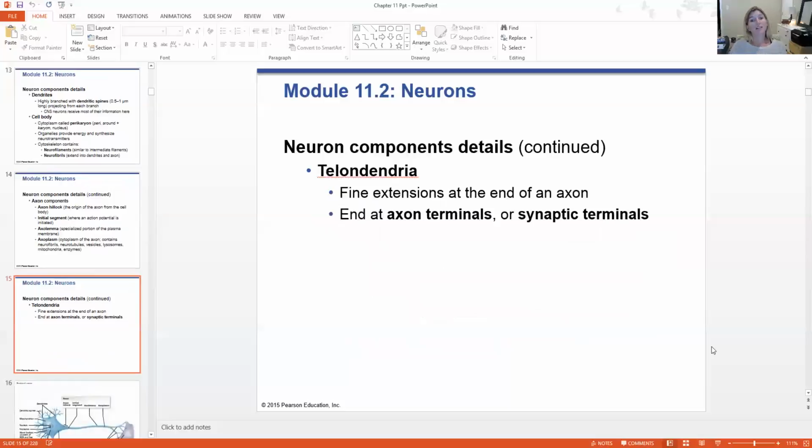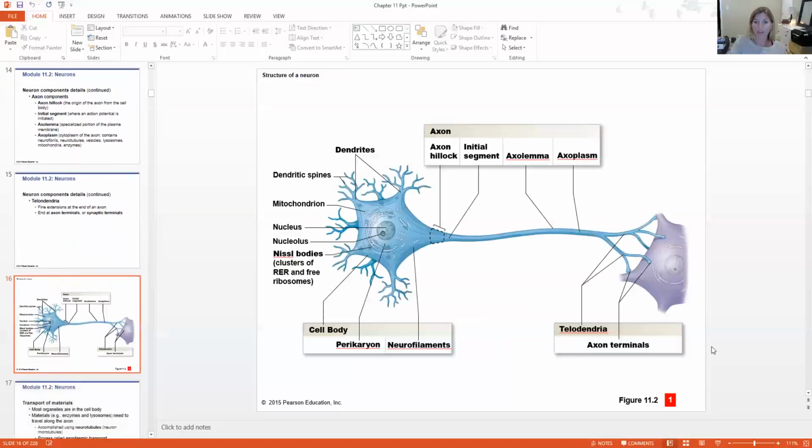We also have telodendria, which are extensions at the end of our axon. These telodendria form axon terminals or synaptic terminals. There you see them, the telodendria on the distal end. If we look at the proximal end of our neuron, you see lots of dendrites. Dendrites fuse into the cell membrane where we have all of our organelles. Then we have that axon hillock, initial segment, all the way down our axon to the telodendria, axon terminals.